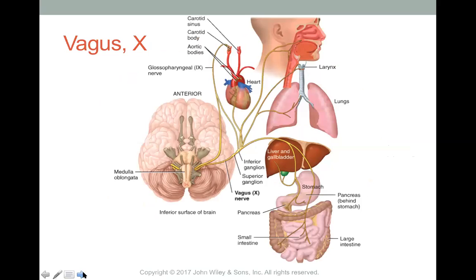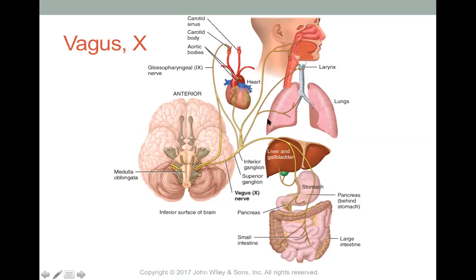Then our vagus nerve is a mixed sensory and motor nerve. The vagus nerve will stick with you for the remainder of your anatomy and physiology courses, A&P 2 as well, and will be in most of the things that we talk about, because we said it is a mixed sensory and motor nerve, but you'll see here that it will innervate your heart, your larynx, your lungs, liver and gallbladder, stomach, and the rest of your gastrointestinal tract. So the vagus nerve will be very important.